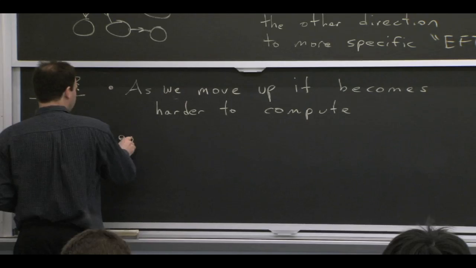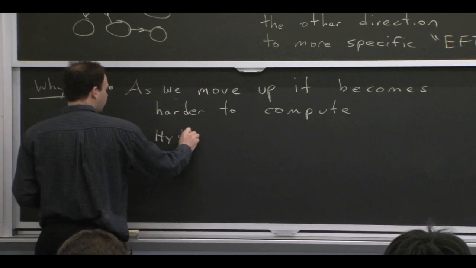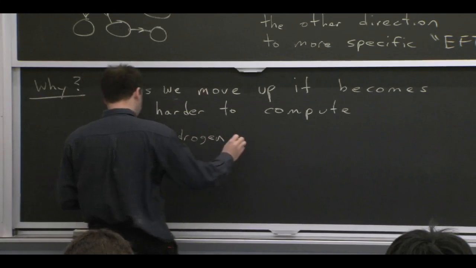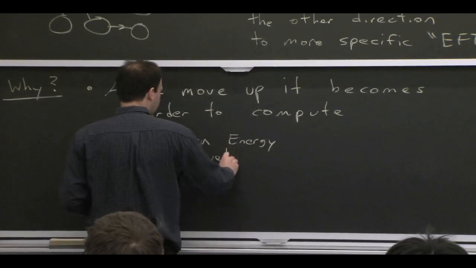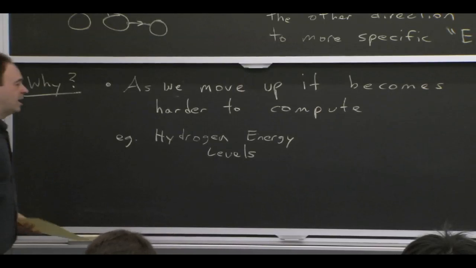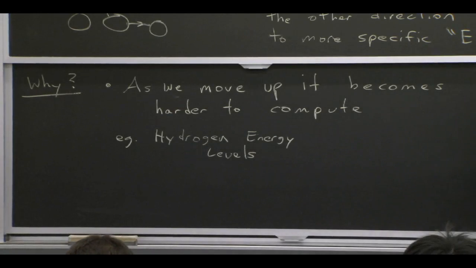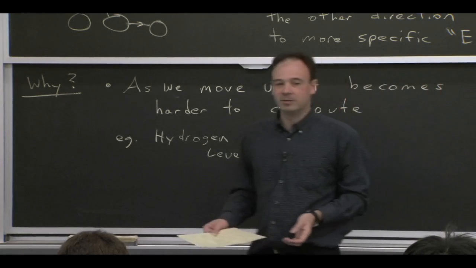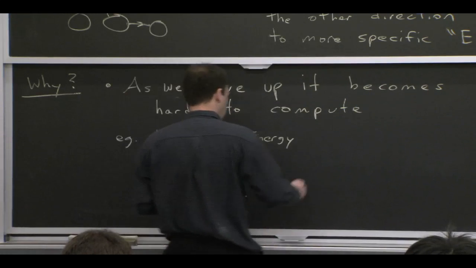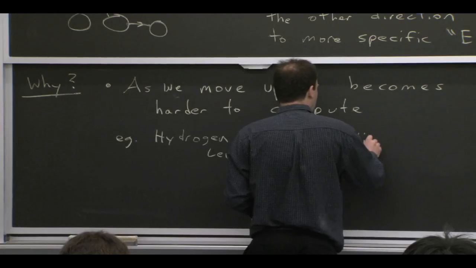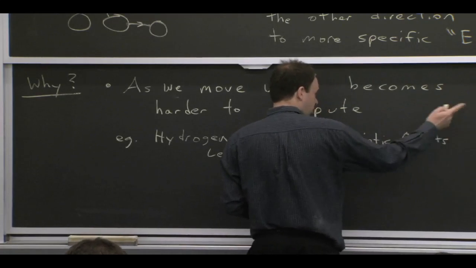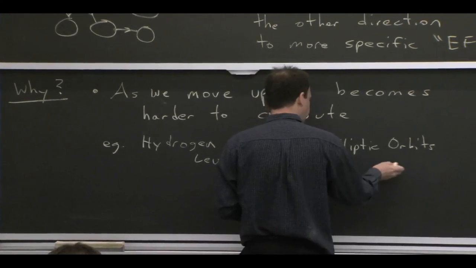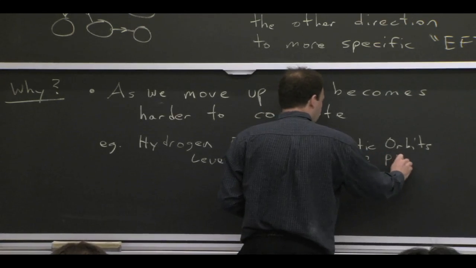Just as an example, if you wanted to compute the energy spectrum of hydrogen, you know very well that you can do that in quantum mechanics, and it's a classic example and fairly easy. If you try to do that in quantum field theory, it's much harder, because quantum field theory in some sense has too much for that problem. So that's one example. Another is the elliptic orbits of the planets, which are easier in Newtonian gravity than in general relativity. And these are just two examples.